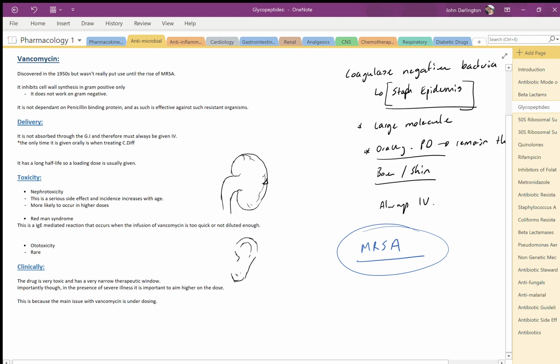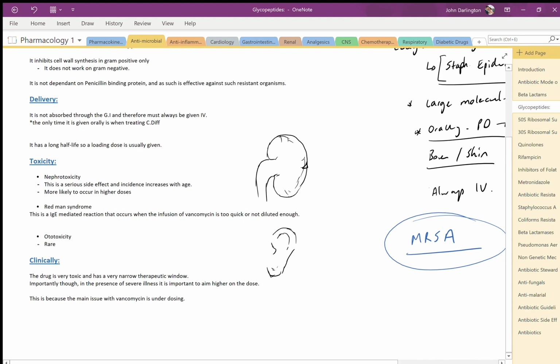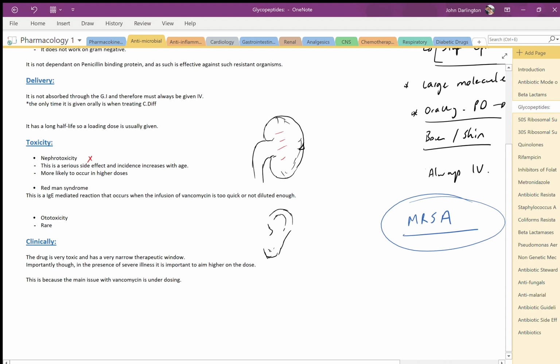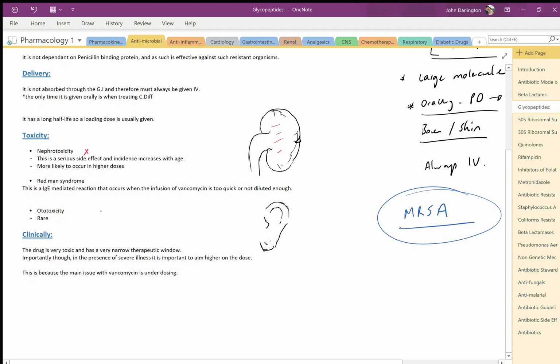So some important things to be aware of as well is that they do cause toxicity, predominantly nephrotoxicity, so they can cause damage to the kidneys. So constant renal monitoring via U's and E's, or urea and electrolytes, needs to be done. And they can also cause ototoxicity, so they can cause damage to the ear, although this is much rarer. They also do this thing called red man syndrome as well. This is a type 1 hypersensitivity reaction.